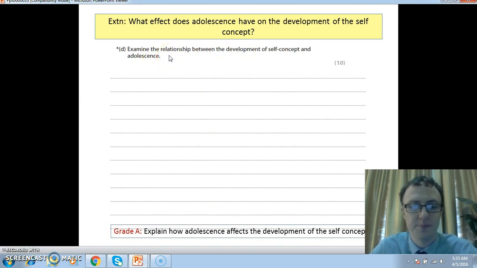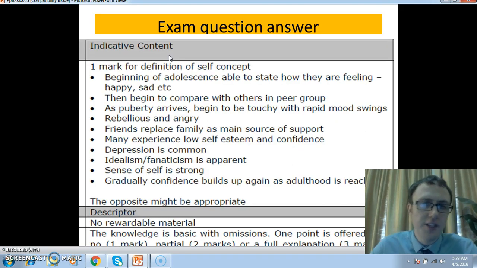Okay. Examine the relationship between the development of self-concept and adolescence. Okay, so for this question, for the first mark, you would have to define what is meant by self-concept. Remember, it is the combination or the sum of the self-image and the self-esteem. Now, I would try to answer this question in terms of PIES, okay, to help you at least break down your answer.